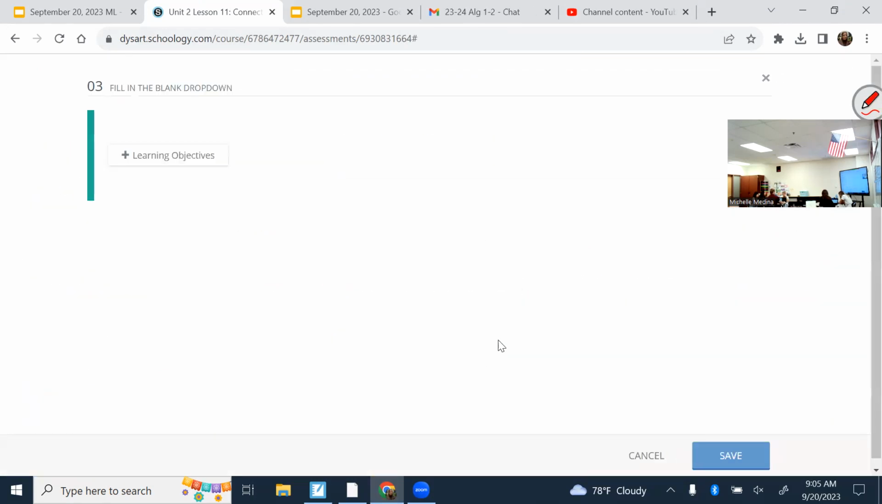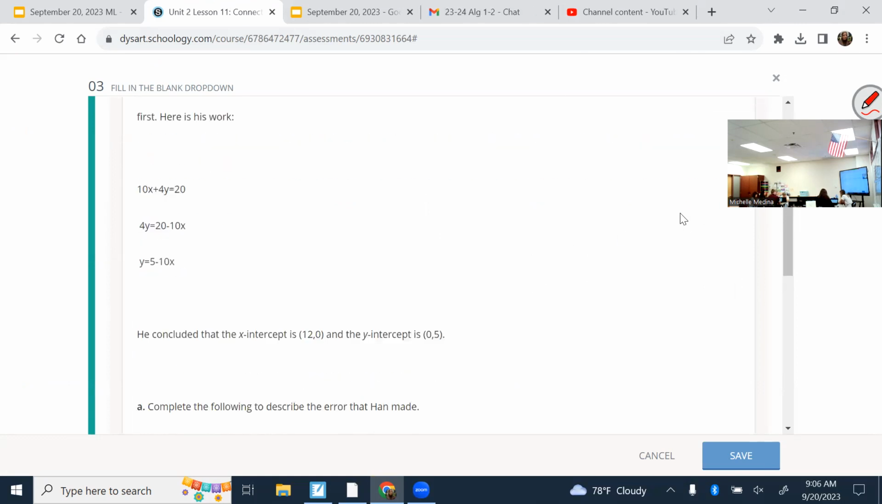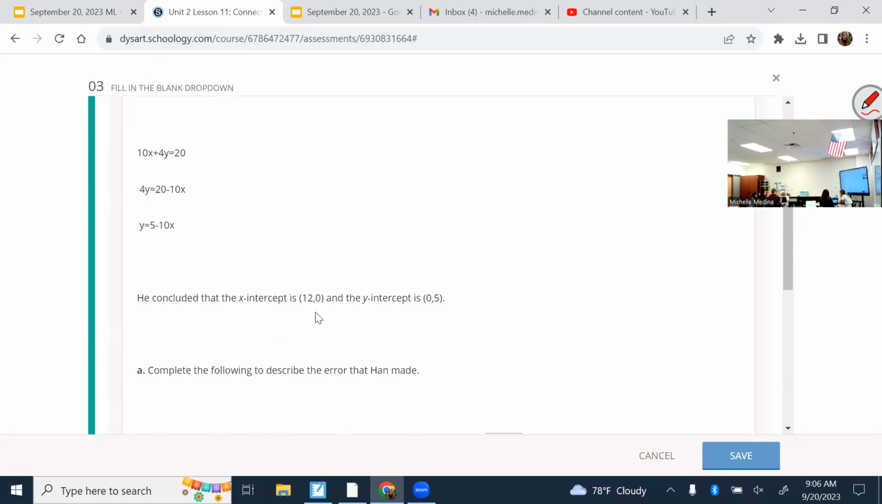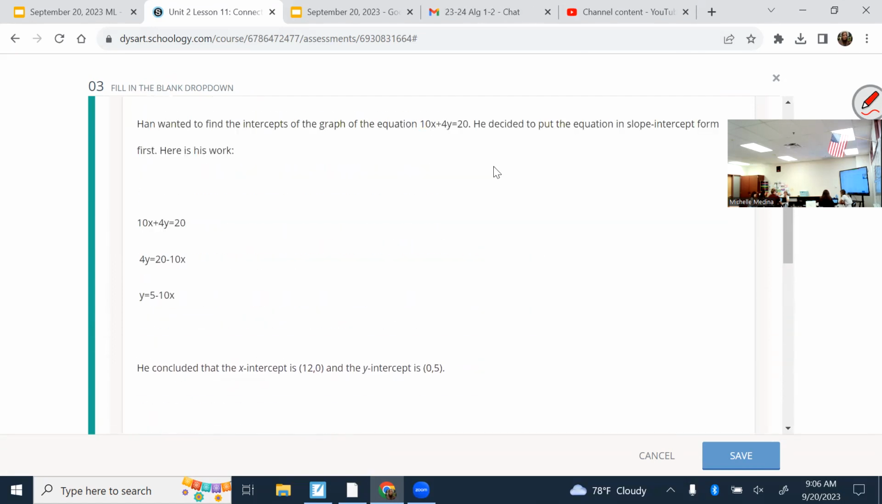All right, so Han wanted to find the intercepts of the graph of the equation. He decided to put the equation in slope-intercept form first. Here's his work. He concluded the x-intercept is (12, 0), the y-intercept (0, 5), and complete the following to describe the error that he made. So he definitely made an error. We have to find it.